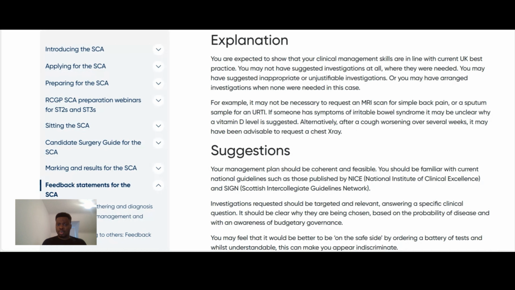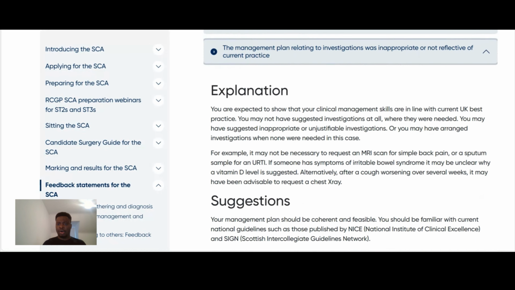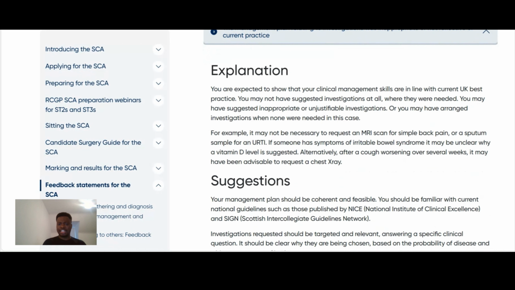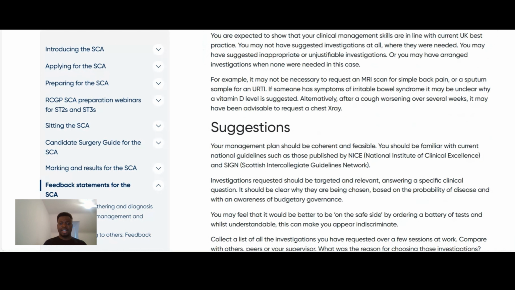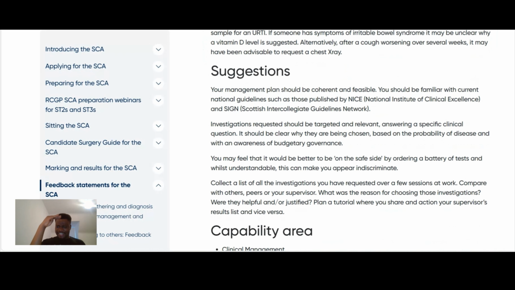So that will be an inappropriate use of resources, and it will be an inappropriate use of investigation. And what the college has suggested to do with this is to investigate in accordance with the NICE guidelines, to have a systematic approach to things, take a thorough history yet focused one, know exactly what's going on.